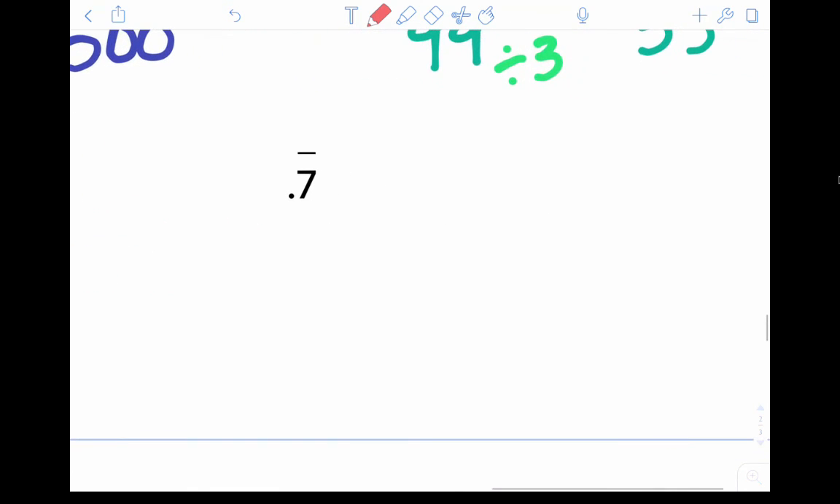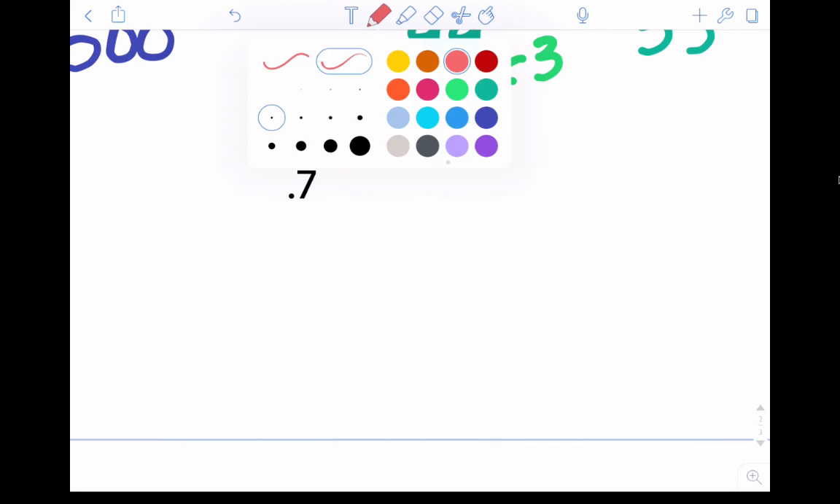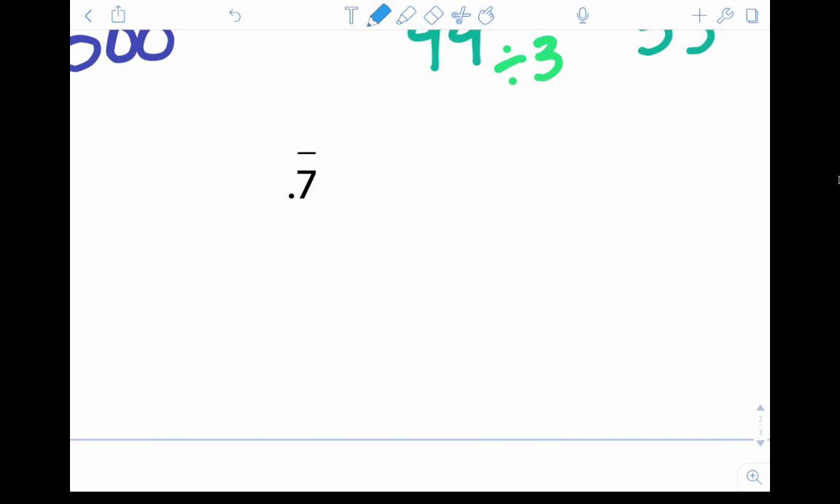And lastly, 0.7 repeating. This is repeating, which means my denominator is going to be 9. There's a single digit repeating, so I have a single 9 and a 7 in the numerator.